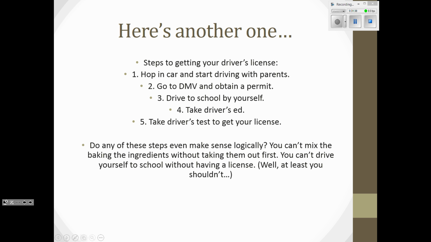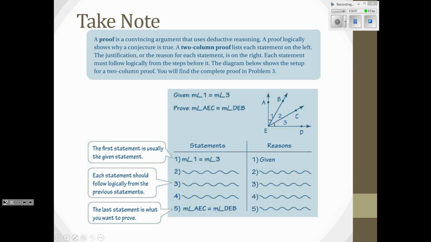So the point that we're trying to get across with these examples is that just like this doesn't make any logical sense, at least it shouldn't, okay? Or definitely the cake one shouldn't make any logical sense, okay? The way that you order a proof needs to make logical sense, which means that sometimes you need to make certain statements in specific orders in order for them to be valid or to make sense.